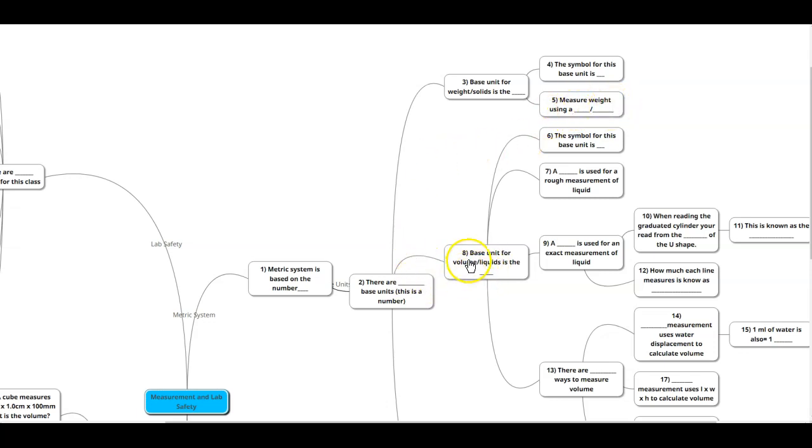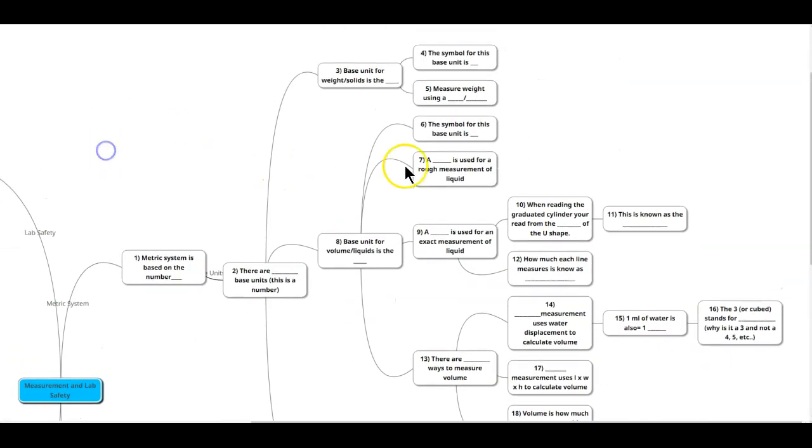All right, what about our base unit for volume or liquids? This is the word liter. So this is not specifically how do we measure it, but what's the base unit? What word do you hear? We hear the word liter. Now, when we are using just a symbol, it's just L.